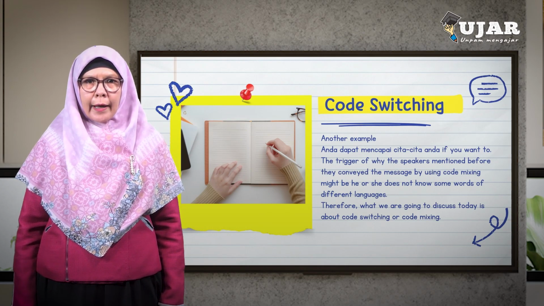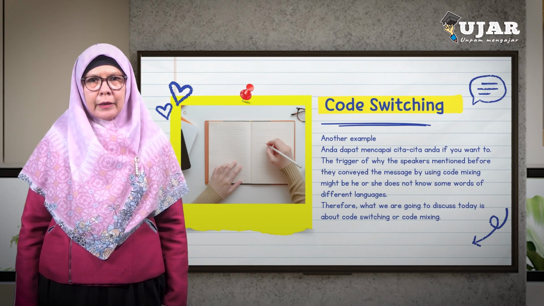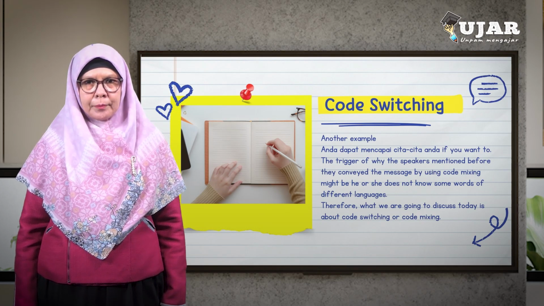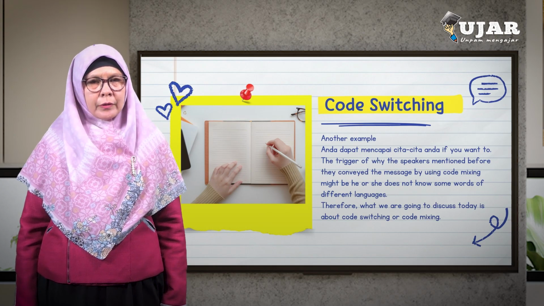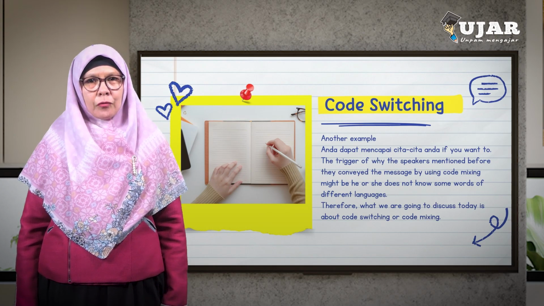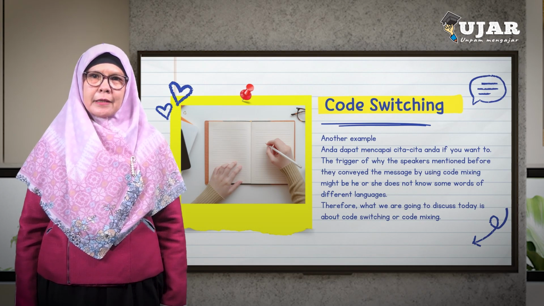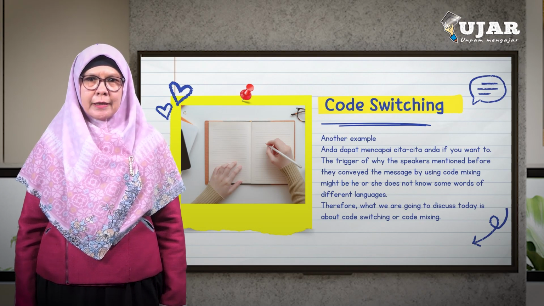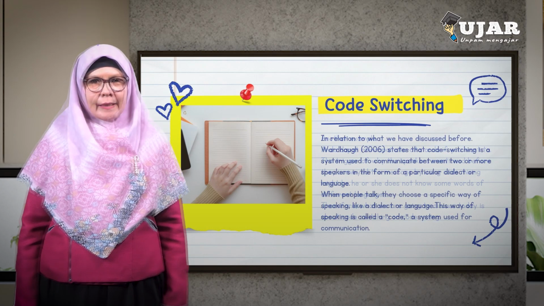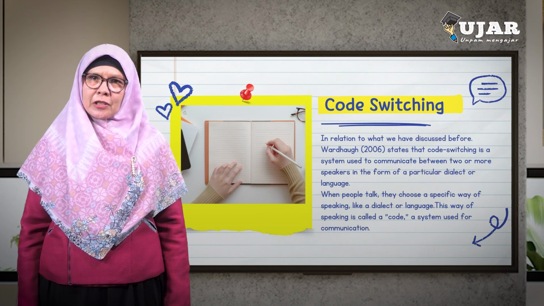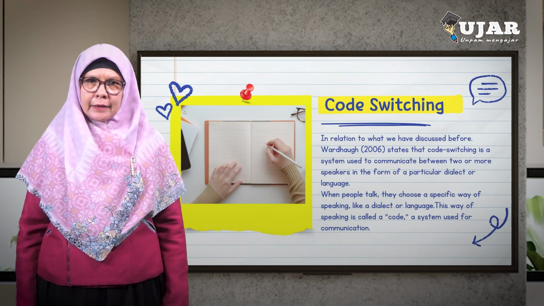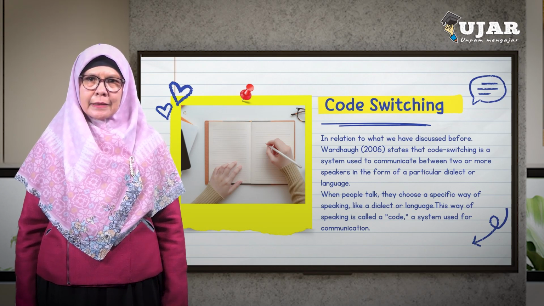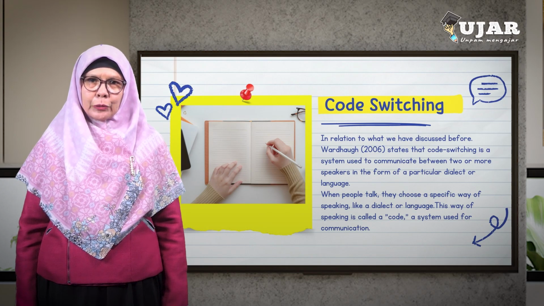The trigger of why the speaker conveys the message by using code mixing might be that he or she does not know some words of a different language. Therefore, what we are going to discuss today is about code switching or code mixing. In relation to what we have discussed before, Wardah, 2006, states that code mixing is a system used to communicate between two or more speakers in the form of a particular dialect or language.